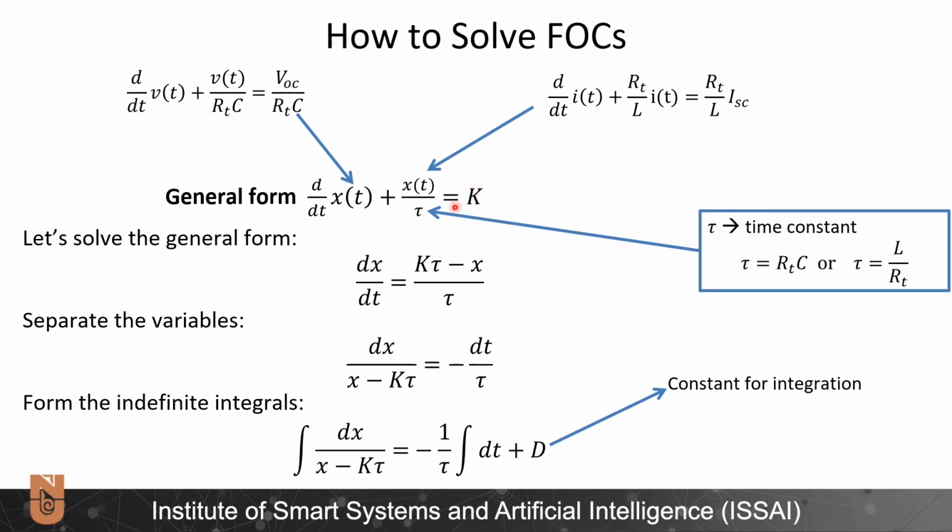Firstly, I take the differential part to the left side and all the rest to the right side. And I then separate the variables such that I just have x's on one side and other variables on the other side. And afterwards, I simply take the indefinite integrals of both sides. And when I take these indefinite integrals, I should also add a constant of integration in the form of this d.